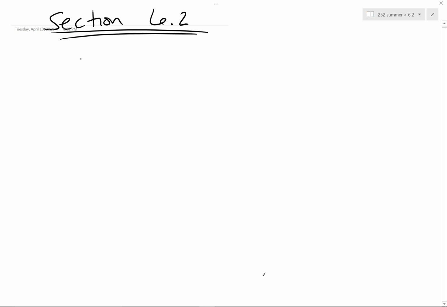Alright, so you ready for an easy one? Okay, so section 6.2, probably the easiest thing that you will do in this class. Okay? And what's going to happen in this section is basically, the big news is you take the average value of a function.